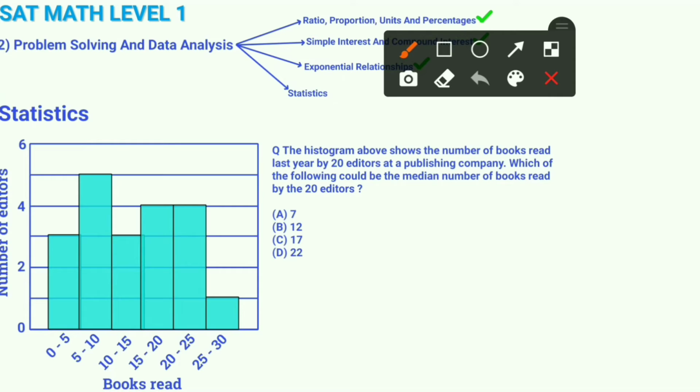Question. The histogram above shows the number of books read last year by 20 editors at a publishing company. Which of the following could be the median number of books read by the 20 editors?